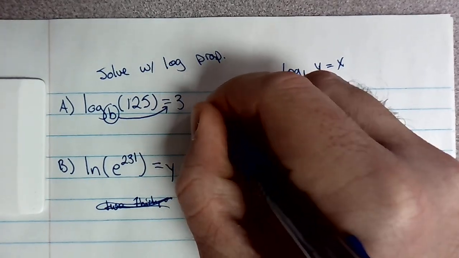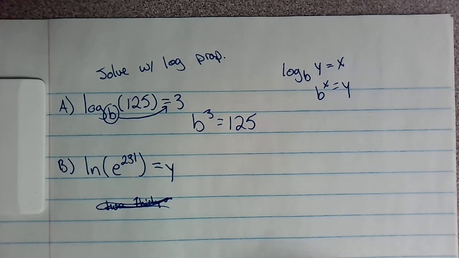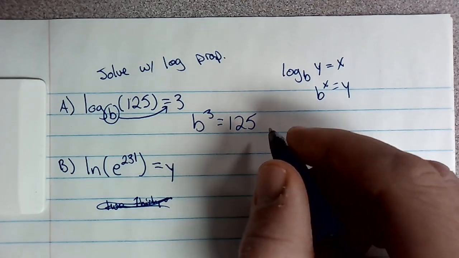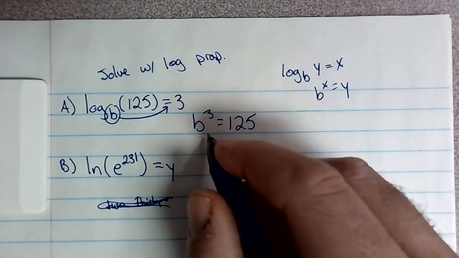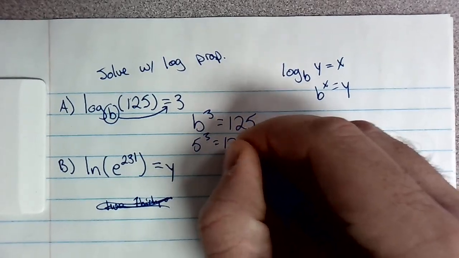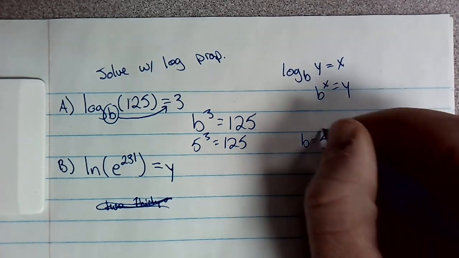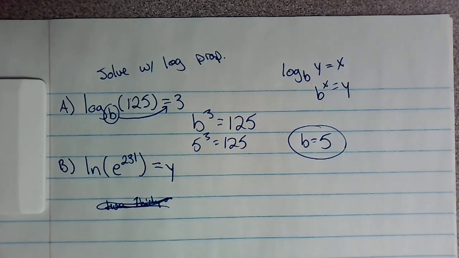We're using our definition. B to the third equals 125. Now, if you don't know your perfect cubes, these will always be a pretty good number. Like 1 cubed is 1, 2 cubed is 8, 3 cubed is 27, 4 cubed is 64, 5 cubed, 5 to the third is 125. So the answer is 5.